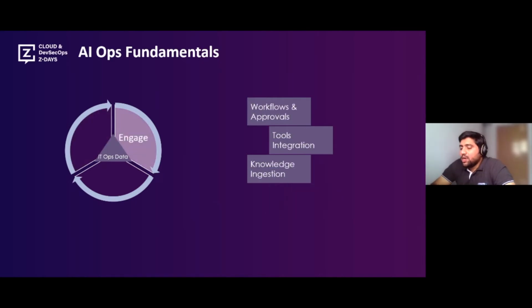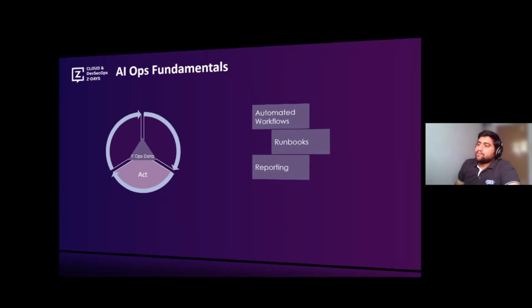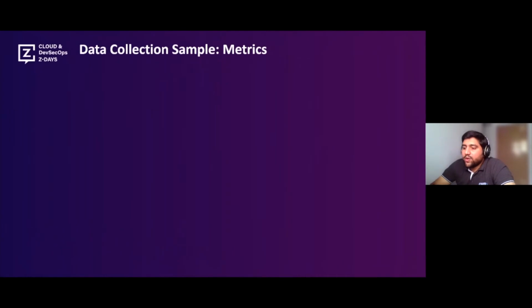And the engage part talks about the different workflows involved in this process, the approval mechanism, and the integration with different tools, like chat tools integration, incident management tools integration, and knowledge ingestion. Engagement also talks about engaging different teams in this process, whether it is the SRE or the DevOps teams, and ingesting the knowledge from these teams into the AIOps process. And the act part talks about the automated workflows or automated runbooks, and reporting on top of the data that we collect and analyze. So these are the fundamentals of AIOps and how these are mapped into the different aspects of the process.